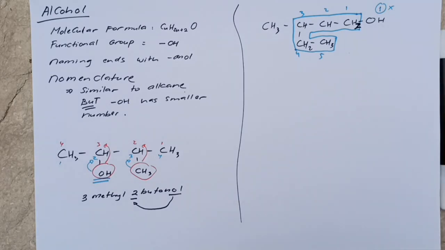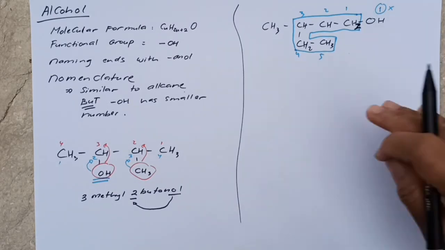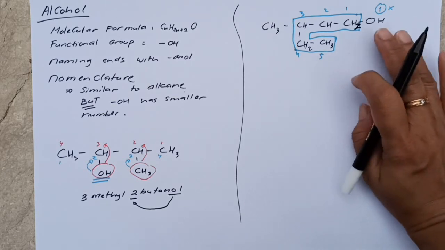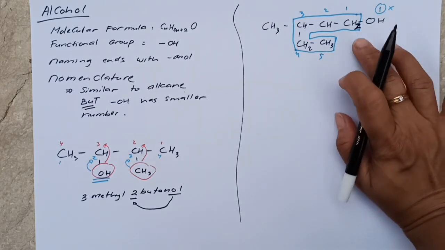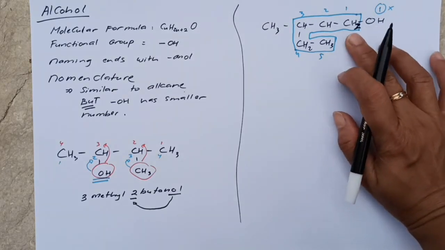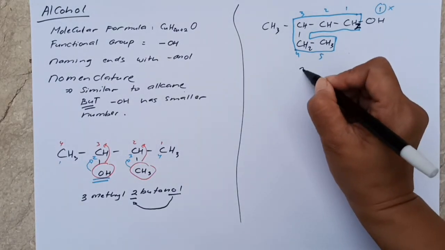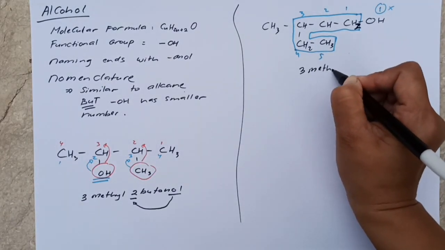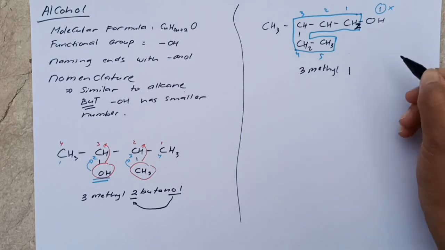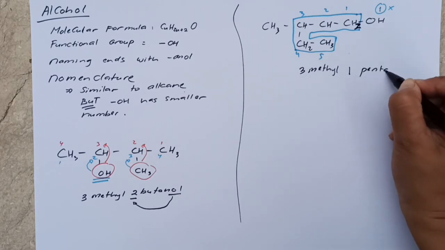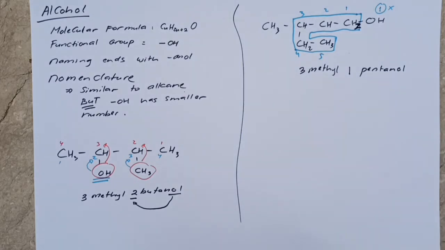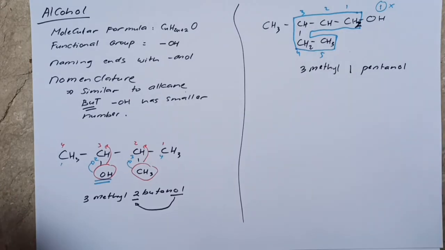And then you do not need to calculate again from the other side, because it is already obvious that you start from the CH2 where the OH is attached. So the name will be 3-methyl-1-pentanol. Okay. What happens if you have more than one branch?